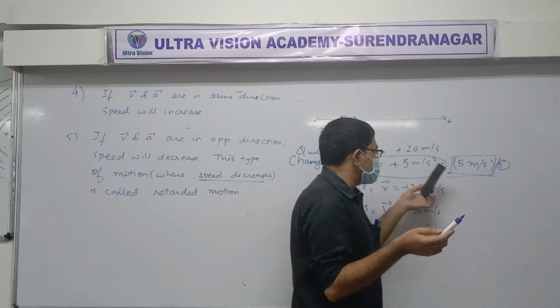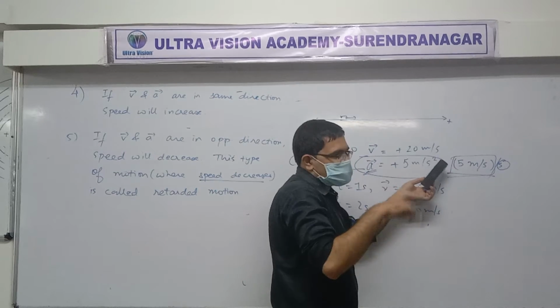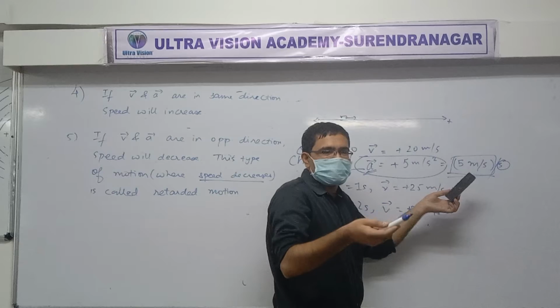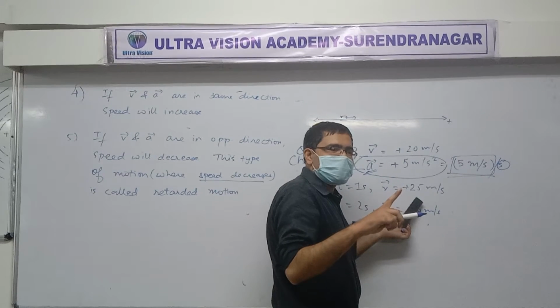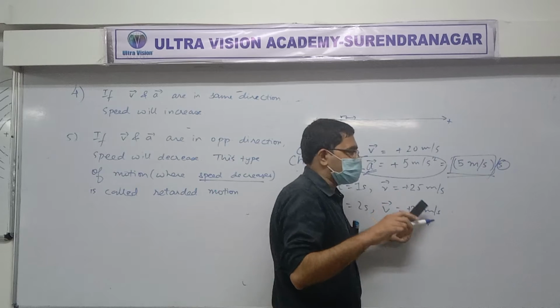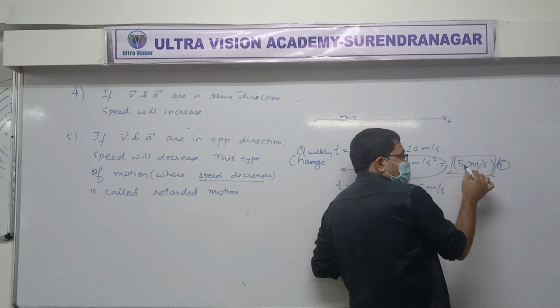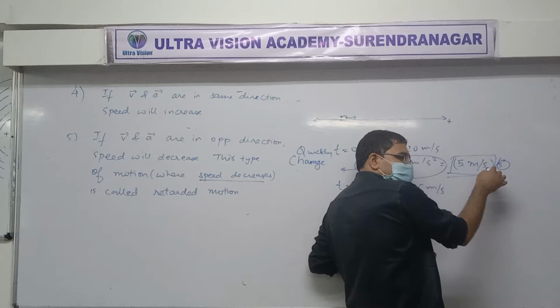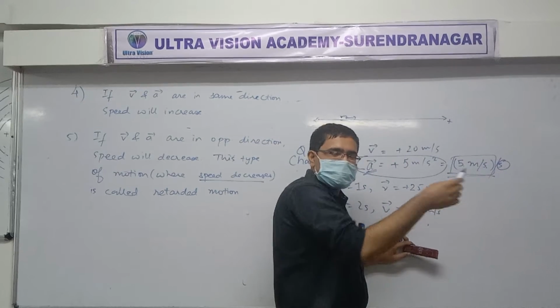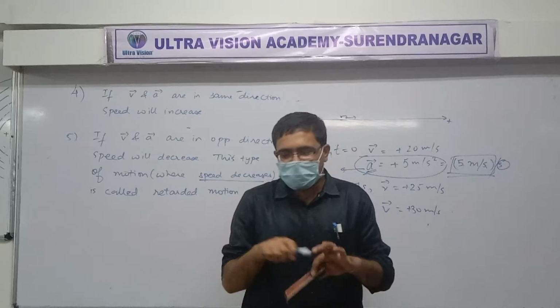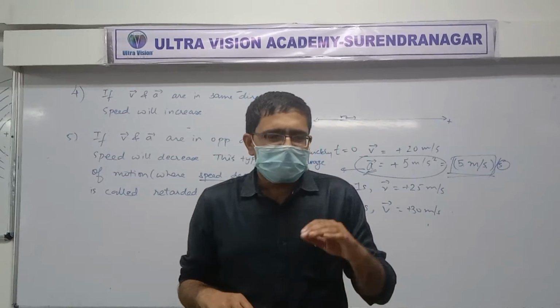Got it? So if it was 20 meter per second, then it will change by 5, meaning plus 5. That is, it will become 25 in 1 second. Did you get that? Sure? Clear? So that is why I have written it as 5 meters per second in 1 second, or per 1 second. Think about it.